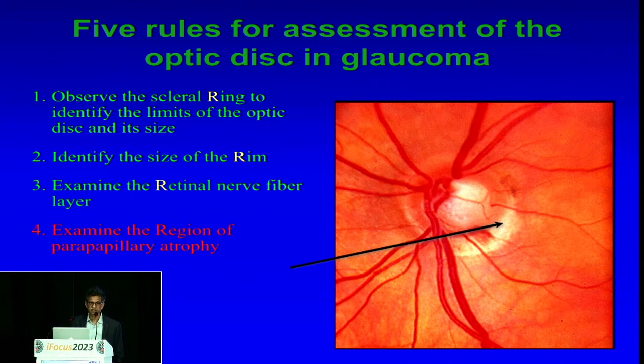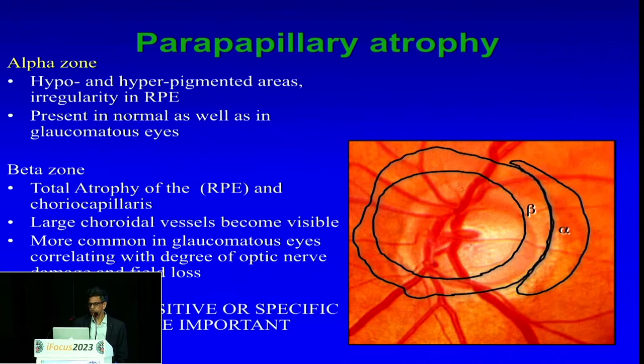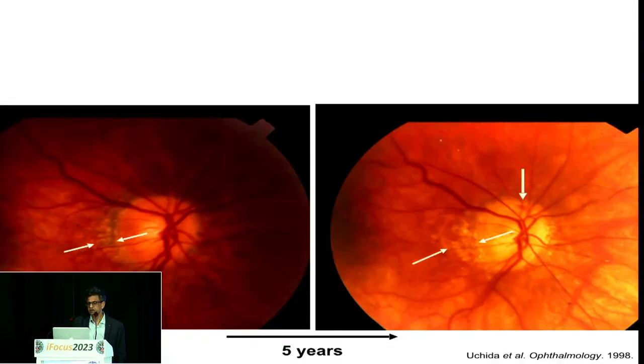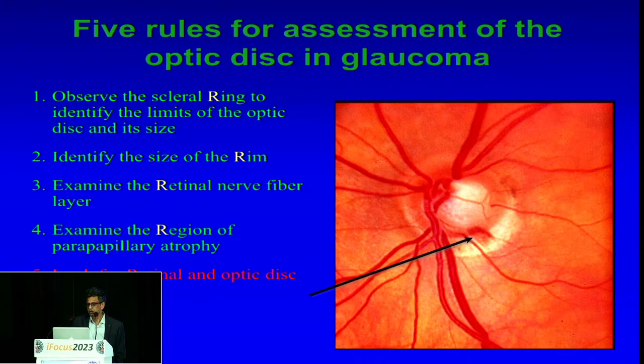Parapapillary atrophy: again, for the exam, the alpha and the beta zones should be known to you. Not very relevant, but we have to mug it up again. The alpha zone is not important: hypo- and hyperpigmented areas, irregularity in the RPE. But it is the beta zone which becomes more prominent in glaucoma: total atrophy of the RPE and choriocapillaris, and large choroidal vessels become visible. Not very sensitive, but the larger the beta zone, it is likely that that is the area where the defects are going to occur. So this is how they may also progress with the glaucoma.